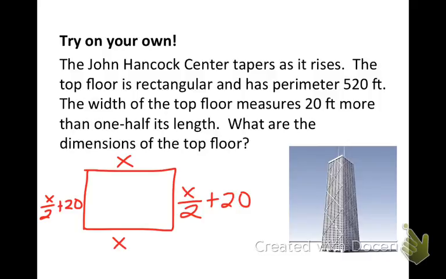All right. Add up your x's. Let's do these first. What's half an x plus half an x? 1x. Plus the other 2 x's make how many x's? 3 of them. Perfect. So we end up with an equation of 3x plus how many constants? 40. Good. Equals 520. Good. Solve that out. Get your length and your width dimensions.